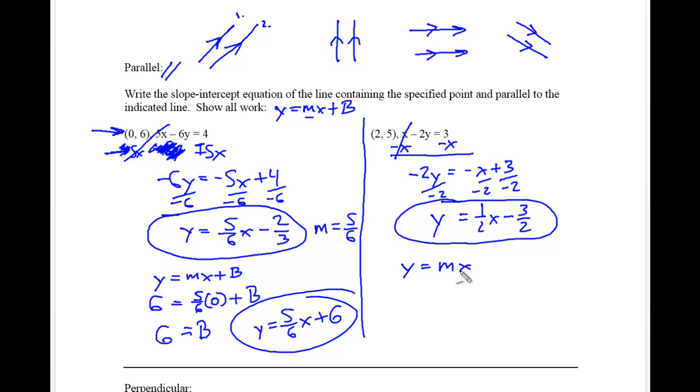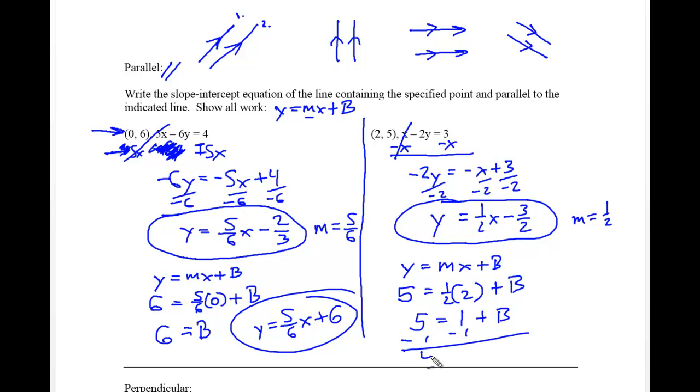So y is equal to mx plus b, so we plug in the slope that we found in our problem, 1/2, and we plug in our y and x. So the y and x given in the problem is going to be 5 is equal to 1/2 times the quantity of 2 plus b. So here we have 5 is equal to 1 plus b, because 1/2 of 2 is 1. Subtract the 1 from both sides, 4 is equal to b. So my answer here is y is equal to 1/2 x plus 4. And there it is. There is my answer to the problem.